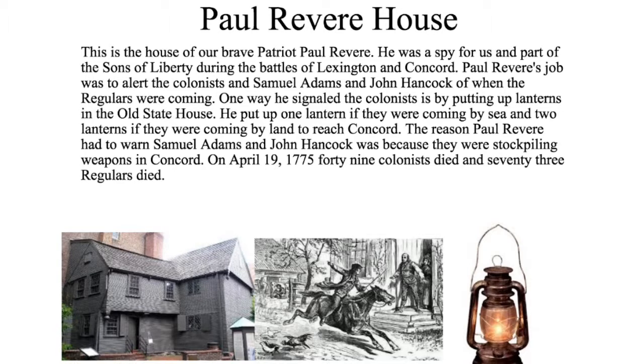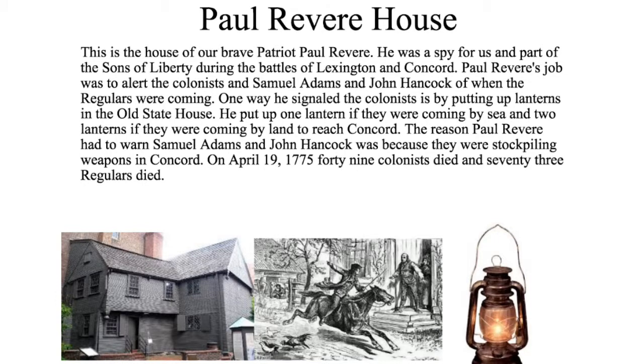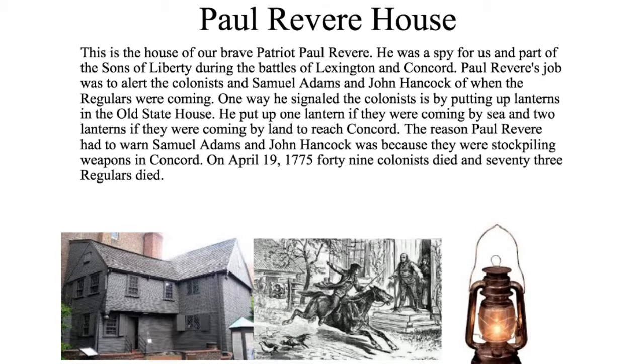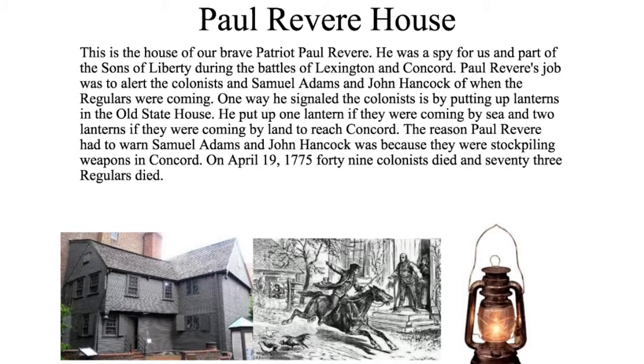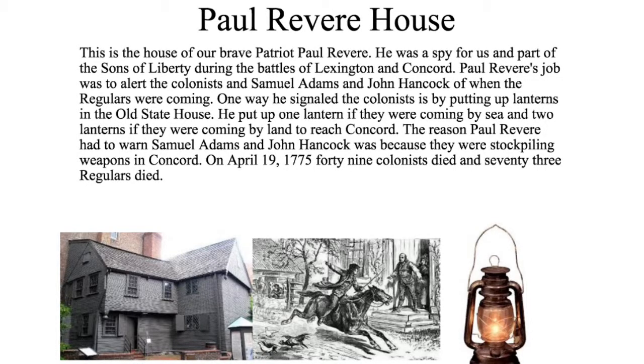This is the house of our brave patriot Paul Revere. He was a spy for us and part of the Sons of Liberty during the battles of Lexington and Concord. Paul Revere's job was to alert the colonists and Samuel Adams and John Hancock of when the regulars were coming. One way he signaled the colonists was by putting up lanterns in the old State House. He put up 1 lantern if they were coming by sea and 2 lanterns if they were coming by land to reach Concord. The reason Paul Revere had to warn Samuel Adams and John Hancock was because they were stockpiling weapons in Concord. On April 19, 1775, during the battles of Lexington and Concord, 49 colonists died and 73 regulars died.